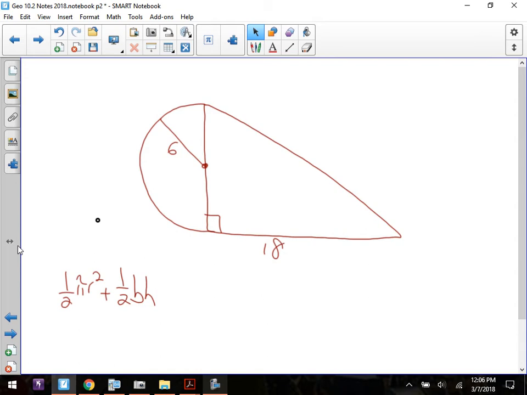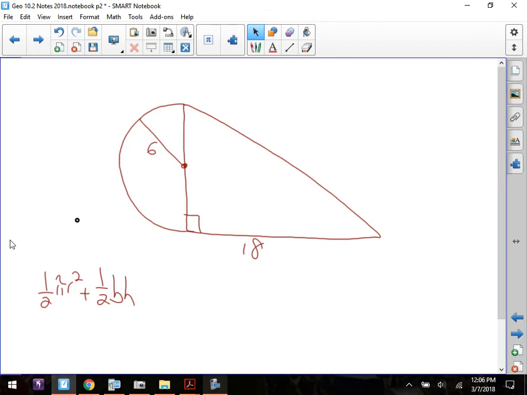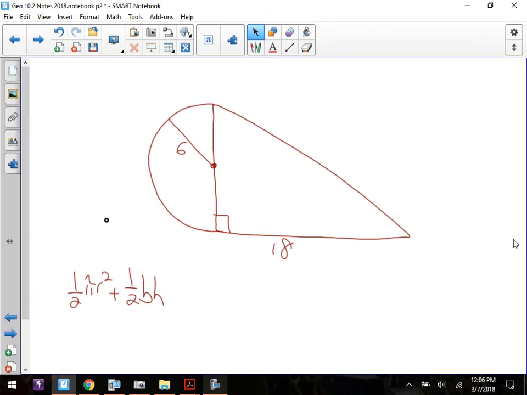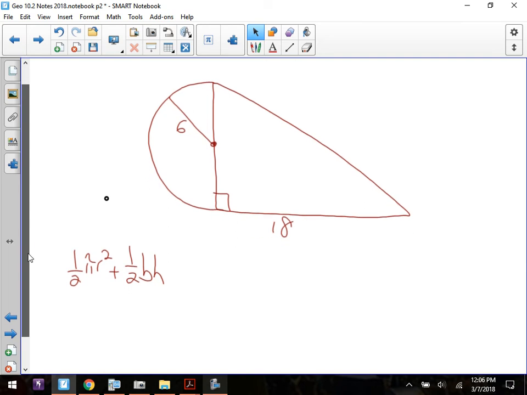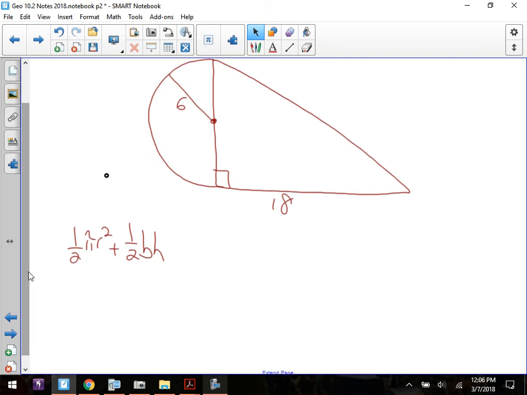In this problem, you know what your radius is, don't you? What's your radius? Your radius is 6. Okay. What's your diameter then? 12. The radius is 6. It makes your diameter 12. So what's the height of the triangle?